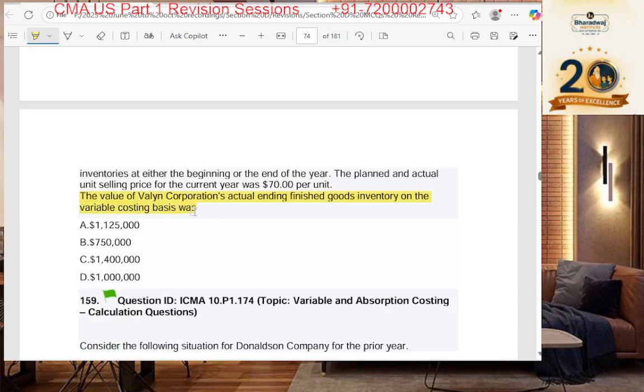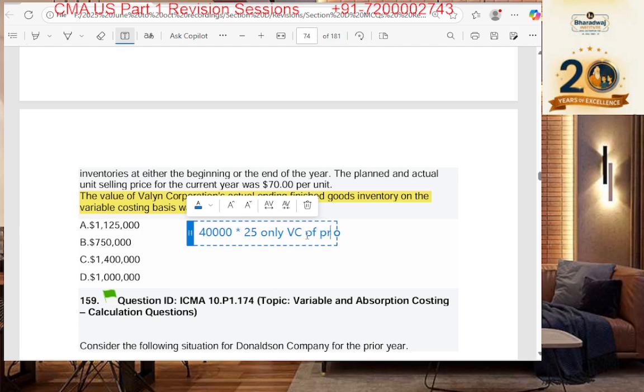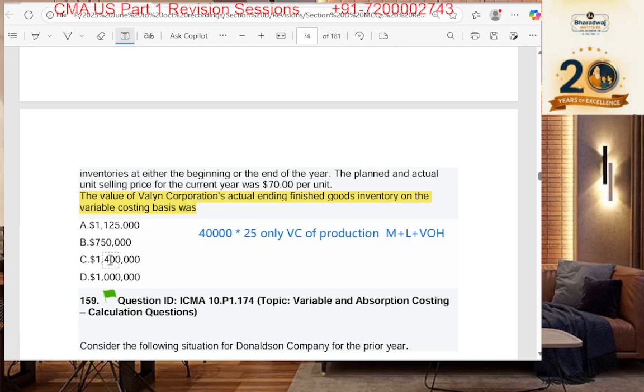Variable costing based: 40,000 into 25. Only variable cost of production. That is material plus labor plus variable overheads. So 40,000 into 25, how much is it? 1 million.